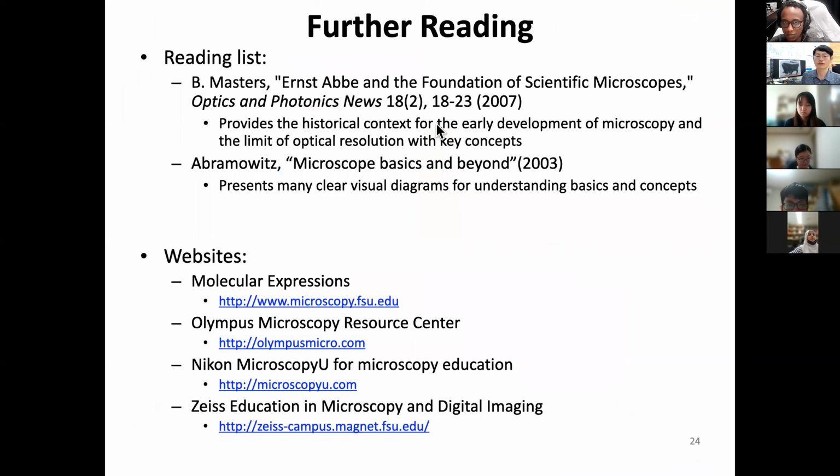All right, so to finish this one, I put in this Barry Masters article on Ernst Abbe and the Foundation of the Scientific Microscope. This is rather old, but it gives a nice historical context for the early development and the development of the limit of optical resolution. And I already shared this one, Microscope Basics and Beyond. This is such a well-explained one, so you should have it. Whenever you have a question, you can go back to it.